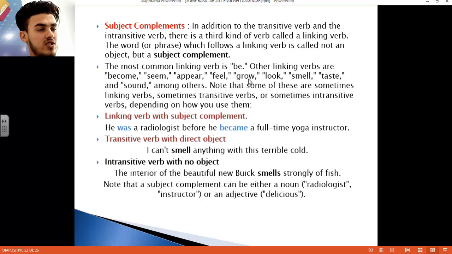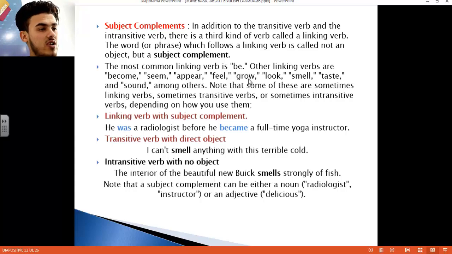And we also have the second clause of the sentence, which is he became a full-time yoga instructor. So became is the verb here, or the linking verb. A full-time yoga instructor, or yoga instructor, is the subject complement for the second part. Transitive verb with direct object. I can't smell anything with this terrible cold. Here the example tells us that there is a transitive verb with a direct object which is anything.